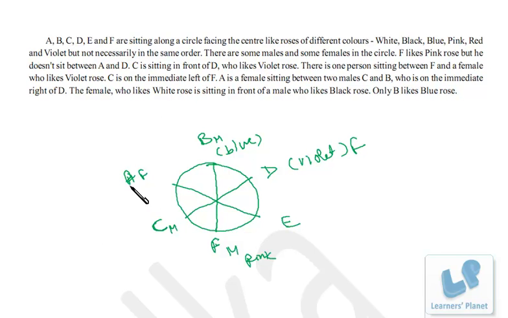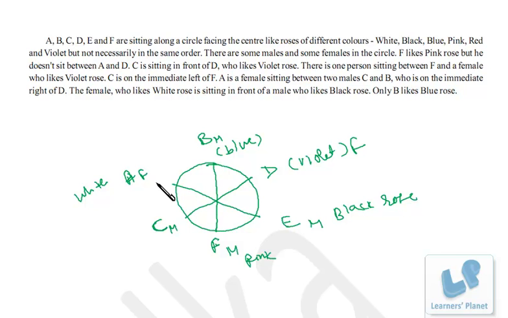Now the female who likes white rose, that means we are clear that this is female, so it's white, and in front of a male who likes black rose. So here 1, 2, 3 and 4 are males, 2 are females.